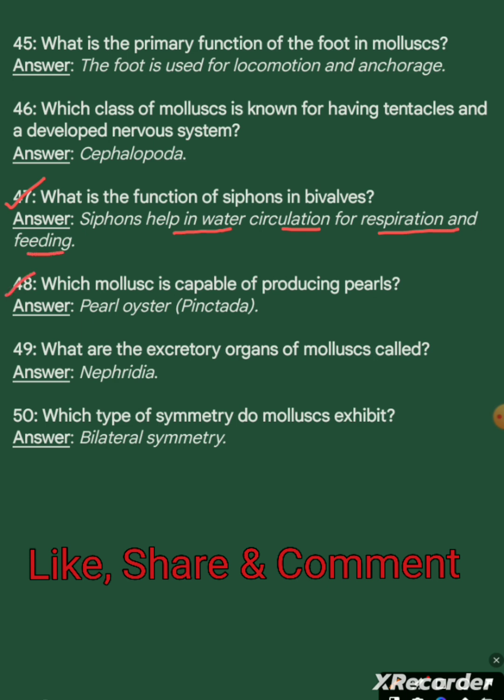Question 48. Which mollusk is capable of producing pearls? Answer. Pearl oyster, Pinctada. Question 49. What are the excretory organs of mollusks called? Answer. Nephridia. Question 50. Which type of symmetry do mollusks exhibit? Answer. Bilateral symmetry.